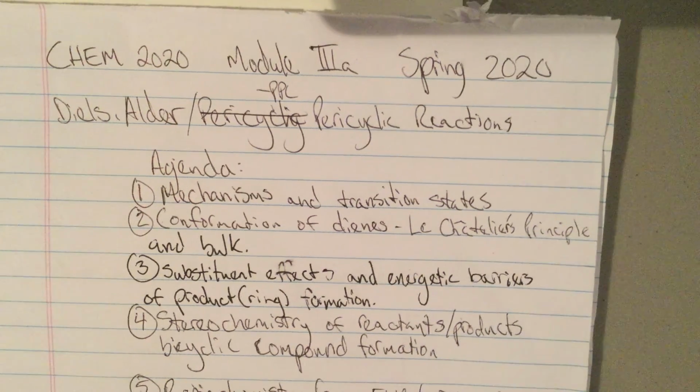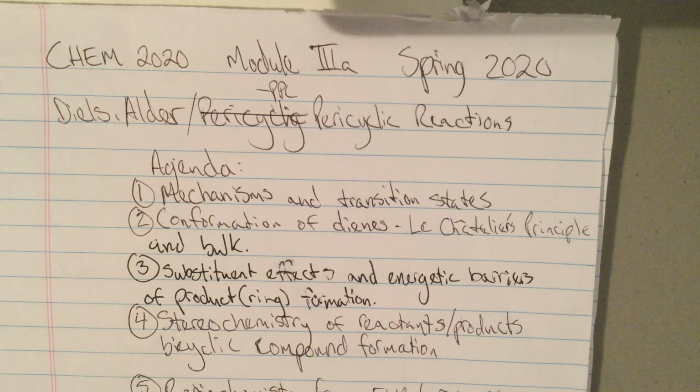Conformation of dienes, or how they are either in a cis conformation or a trans conformation. And this is also going back to Le Chatelier's principle, because as you know, trans dienes are much more abundant than cis, and so that's really the holdup in terms of making product in pericyclic or Diels-Alder reactions. As well as bulk, and what will prohibit anything from going into a cis conformation.